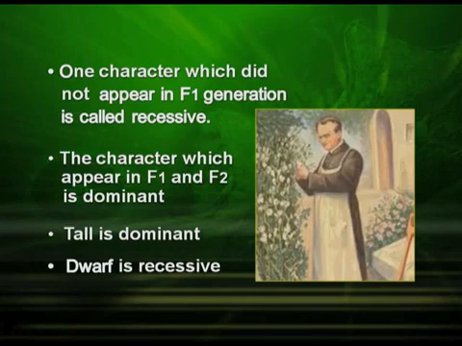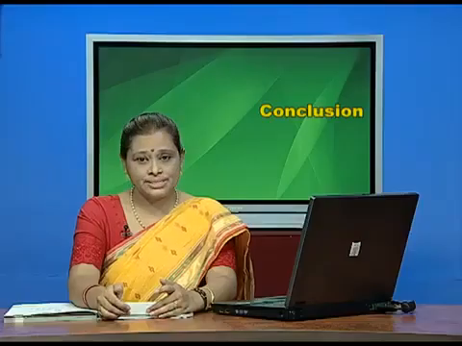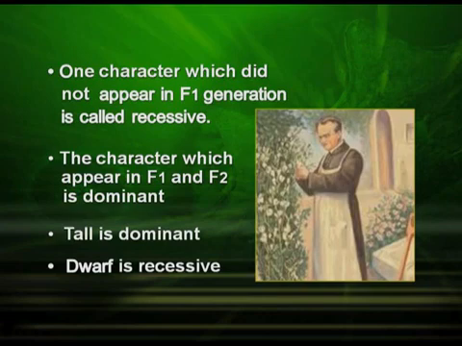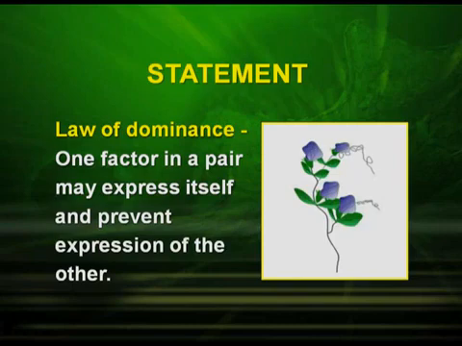Now, we are in a position to define two very important terms, that is dominant and recessive. One character which did not appear in the F1 generation is called recessive, and the character which appeared in F1 and F2 is the dominant. So, in the previous experiment that Mendel studied, can you tell which one is dominant and which one is recessive? Yes, it is the tall which appeared in the F1 generation. So, it is the dominant character, and short appears only in the F2 generation. So, it is the recessive character. Now, we are in a position to state the first law, the law of dominance, that is that one factor in a pair may express itself and prevent expression of the other.